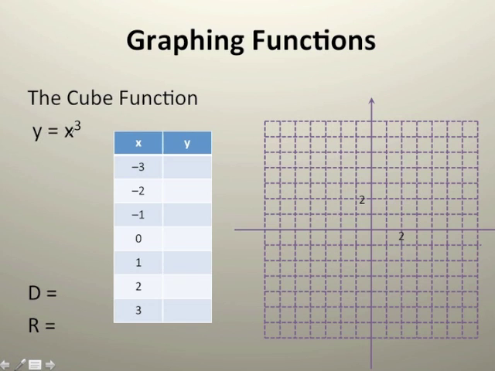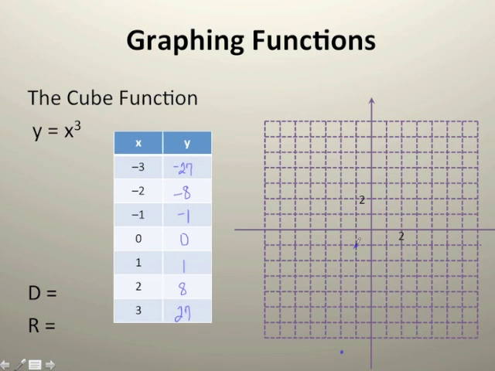Now the cubing function. So y equals x cubed. Negative 3 cubed is negative 27. Negative 2 cubed is negative 8. Negative 1 cubed is negative 1. 0 cubed is 0. 1 cubed is 1. 2 cubed is 8. 3 cubed is 27. Now, the 27s are not going to fit on my graph. Let's do negative 2. Negative 8 would be approximately here.